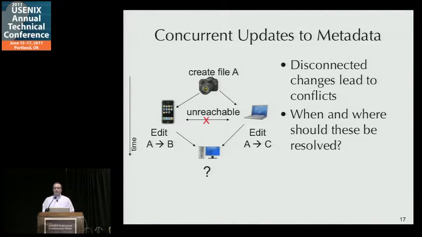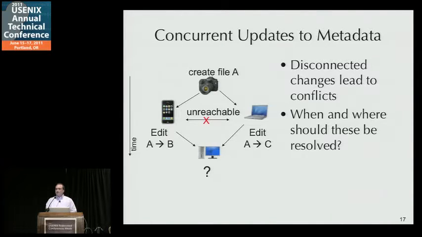Okay, so as I mentioned earlier, we do have a problem of what to do when you perform edits on two disconnected devices that can't communicate with each other. Just to introduce the problem here, let's say you create a file on one device, the camera in this example, you send a copy to two other devices, the network becomes unreachable, and then the phone performs one change, and the laptop in this example performs some other change.